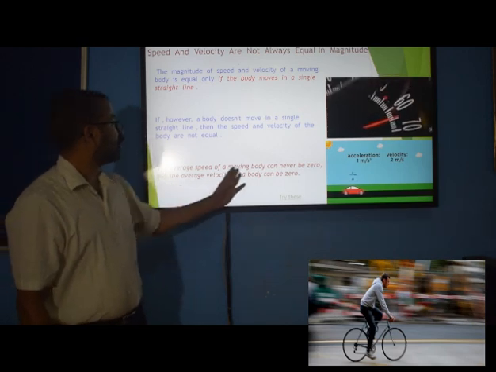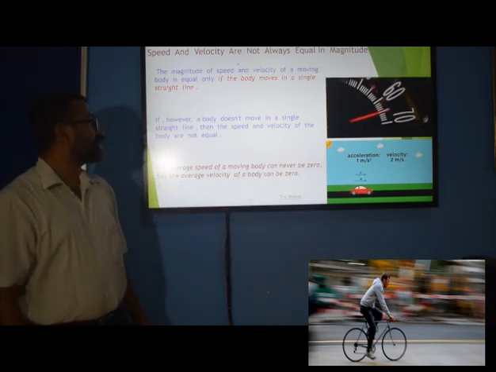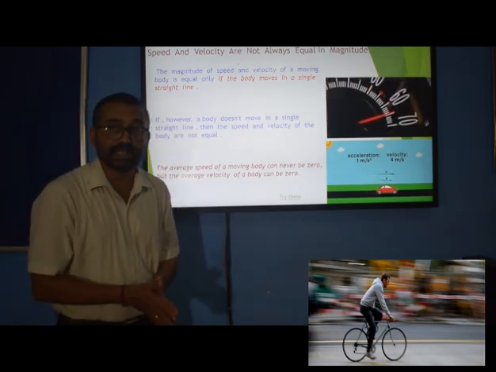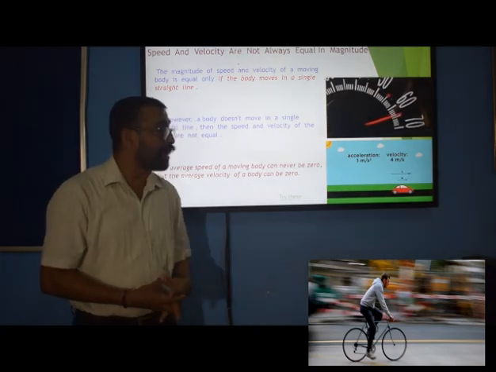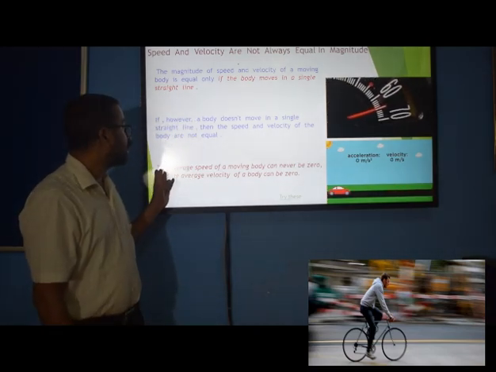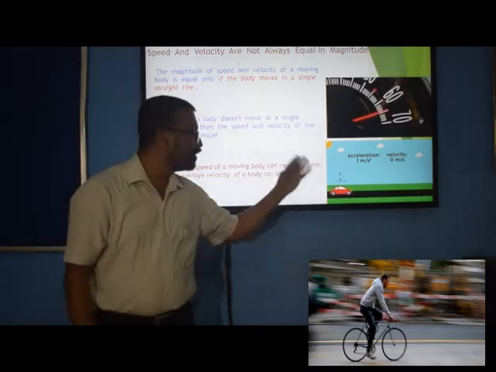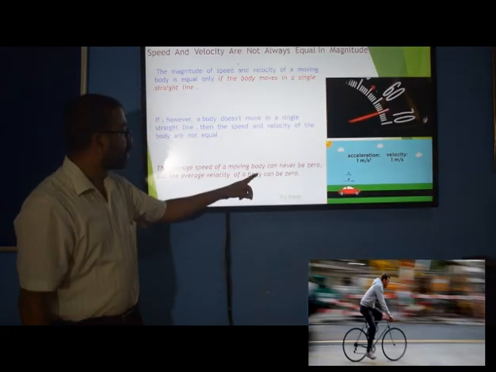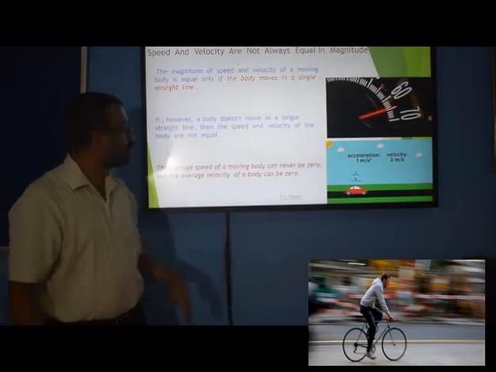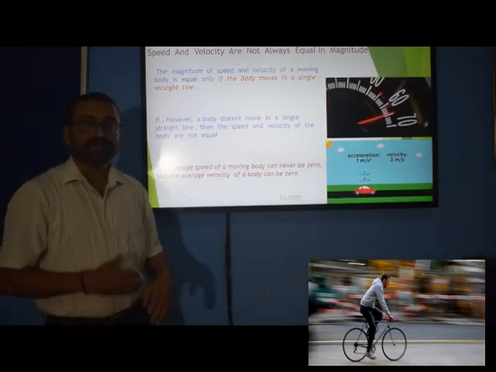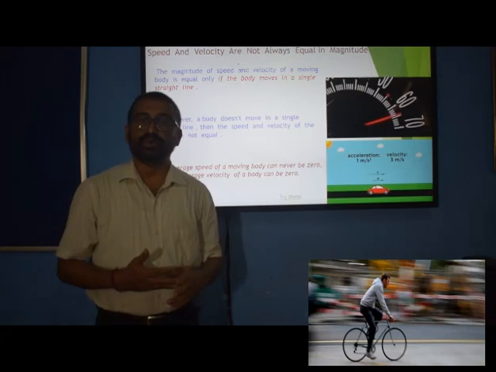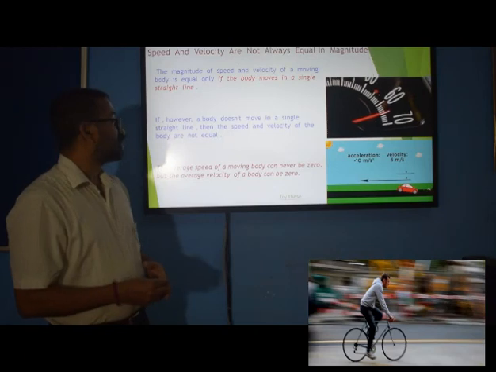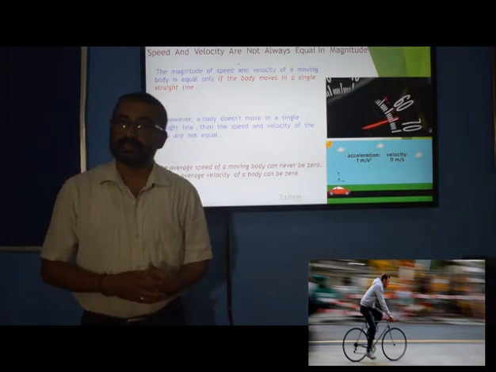Then the average speed of a moving body can never be 0, but the average velocity of a body can be 0. Dear learners, tell me how it can happen. Remember, if it is at rest, both are 0, but if it is moving, the average velocity can be 0 while the average speed is not 0. Tell me one situation like that.